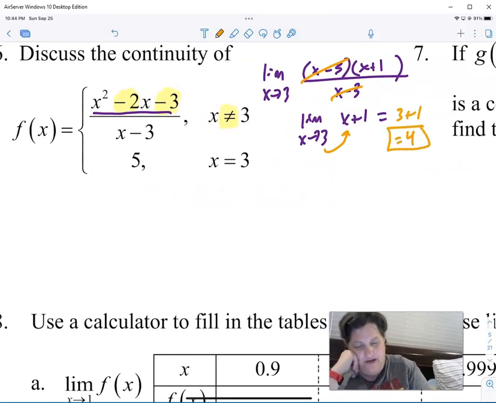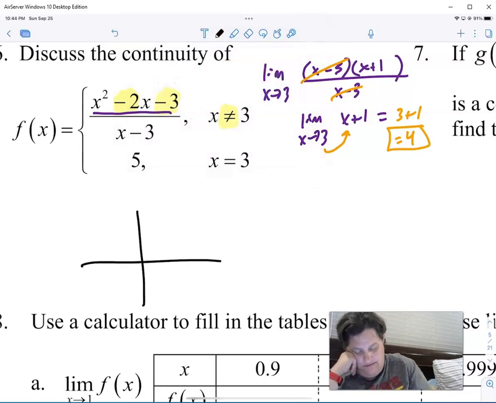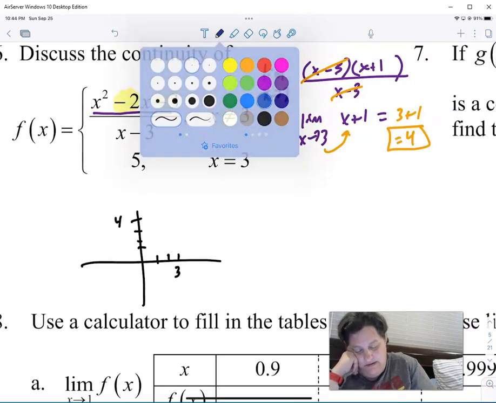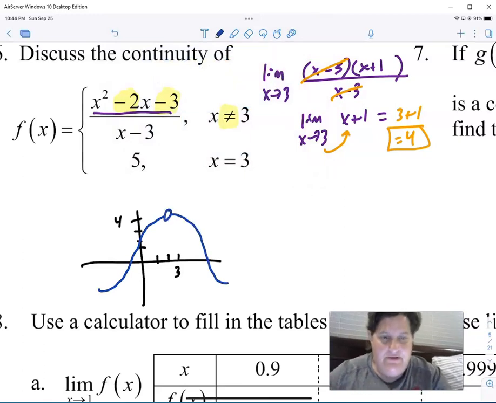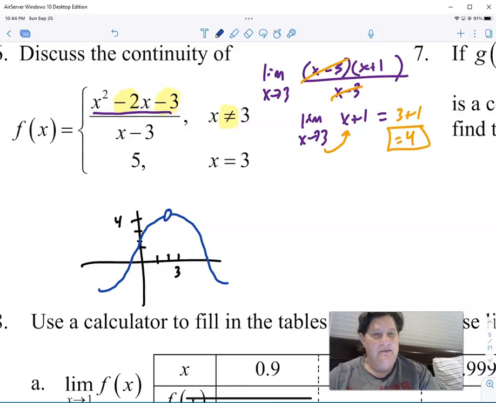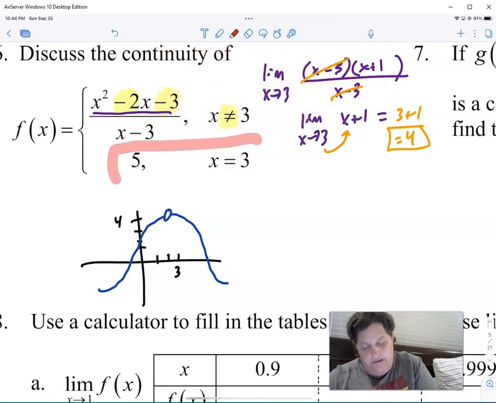So I want you guys to see, on the left-hand side and on the right-hand side, this is not what this graph looks like. I'm just making that up. But does that make sense? The limit is 4. But what's actually happening at the point? Okay, this is the point. At 3, the point is at 5.